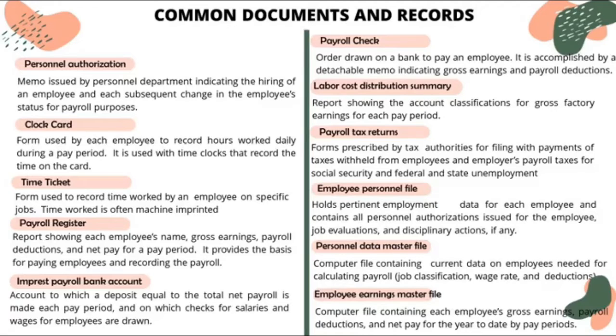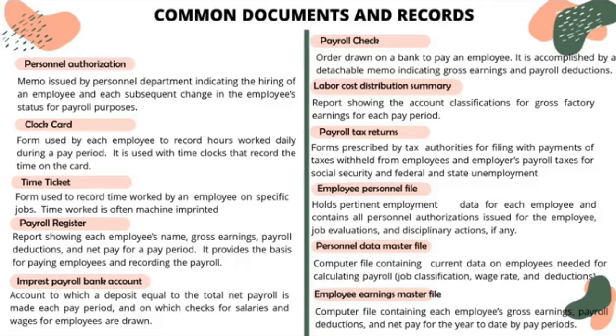Time ticket, a form used to record time worked by an employee on specific jobs. Time worked is often imprinted. Next is the payroll register. A report showing each employee's name, gross earnings, payroll deductions, and net pay for a pay period.